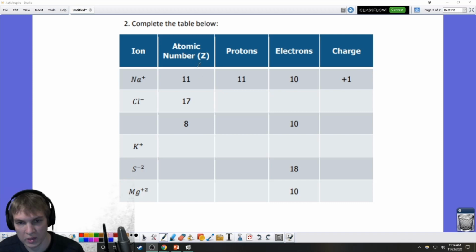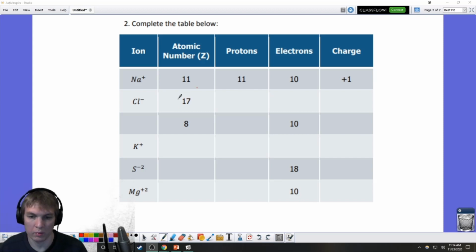So the atomic numbers here have been filled out for the first 3, and then we have to find them later. So we can use a periodic table for that later. But what we want to do is identify the number of protons, electrons, and charge. Sodium has been already filled out for us, so let's move on to chlorine. The atomic number for chlorine is 17, so that was given to us from the periodic table. Now remember that we covered this in Unit 1. The number of protons is going to be equal to the same number as the atomic number, so that's going to be 17 as well.